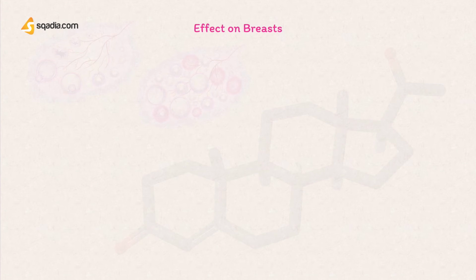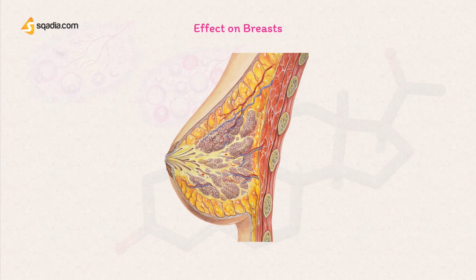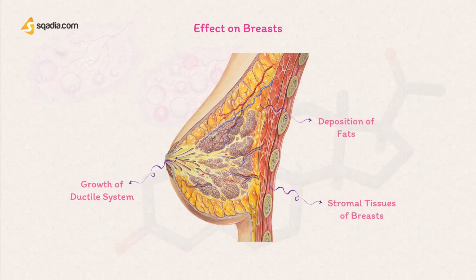In a female breast, estrogens produce the following effects. The first one is the development of the stromal tissue. The second is the growth of an extensive ductal system. The third one is the deposition of fat on the breast. And the fourth one is the development of lobules and alveoli of the breast. The estrogens initiate the growth of the breast and of the milk producing apparatus.